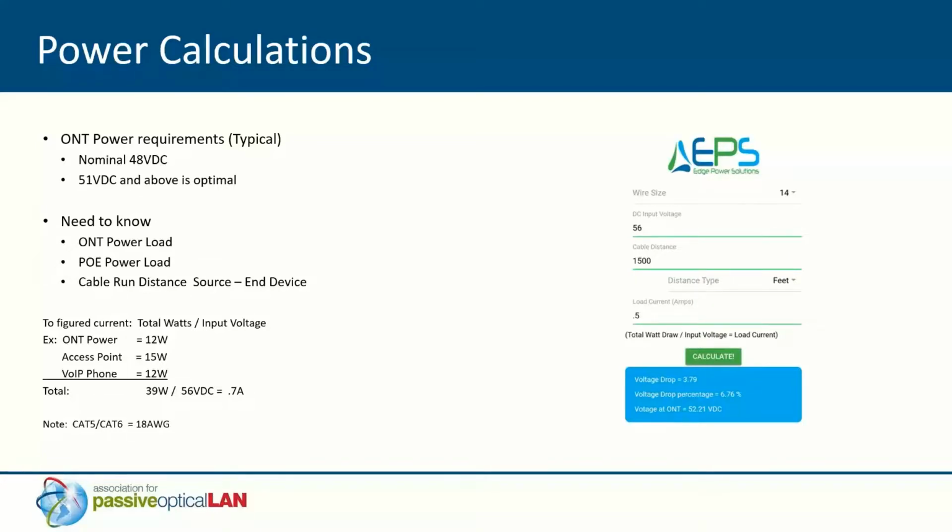So the things that you need to know are the ONT power load, what the ONT itself takes just to run with no PoE load. Then you need to know the PoE load and the cable distance from the source to the end device. And when you have all of that, in the example below, where you have your ONT power, your access point power, a VoIP phone, the 39 watts, you divide that by your source power. And you can see in this example, we have 0.7 amps. So that gets you to where you have all the information you need to input in a calculator such as ours.